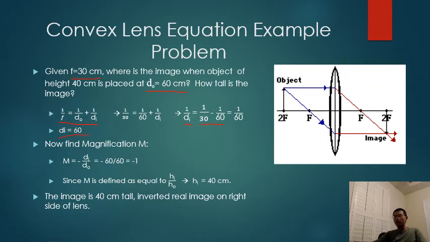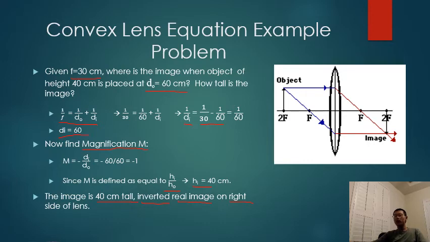Now we must find the magnification m. m equals minus di divided by do, which equals minus 1. Since m is defined as equal to hi divided by ho, hi equals 40 centimeters. The image is 40 centimeters tall. Inverted, real image on the right side of the lens.